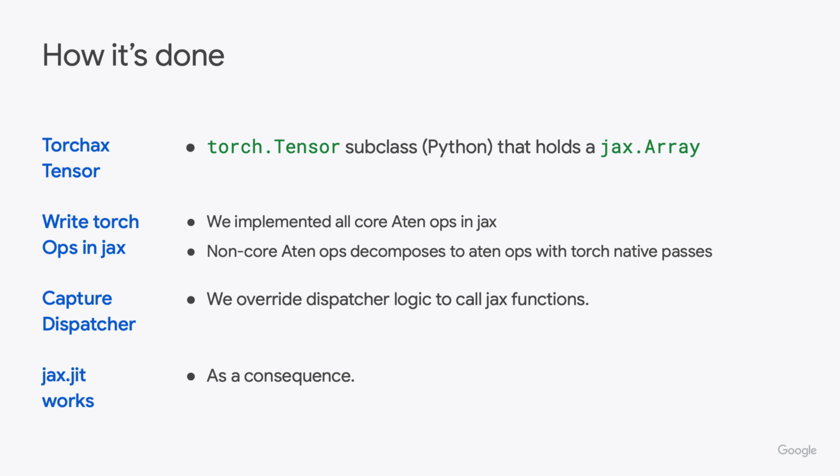Right. So how do we accomplish this graph level interop? These are the rough pieces. First we have Torchax tensor. This is a Python subclass of torch.Tensor.